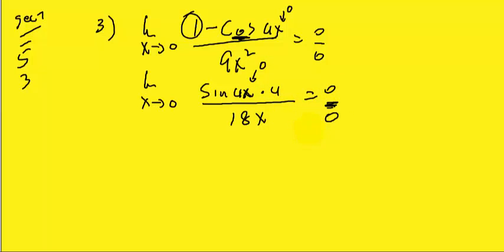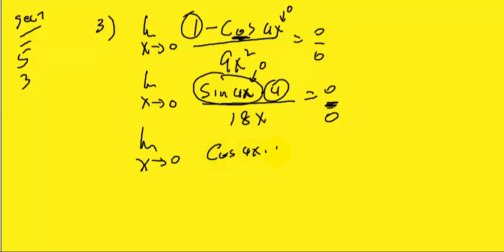Uh-oh. L'Hopital's works. You might have to do it 2 or 3 times, but it will work, as long as you're getting 0 over 0 or infinity. So here again with L'Hopital. The 4 is on the outside. So what's the derivative of sine of 4x? Cosine of 4x times 4. Then you still got this 4, which is a coefficient. All that over 18.